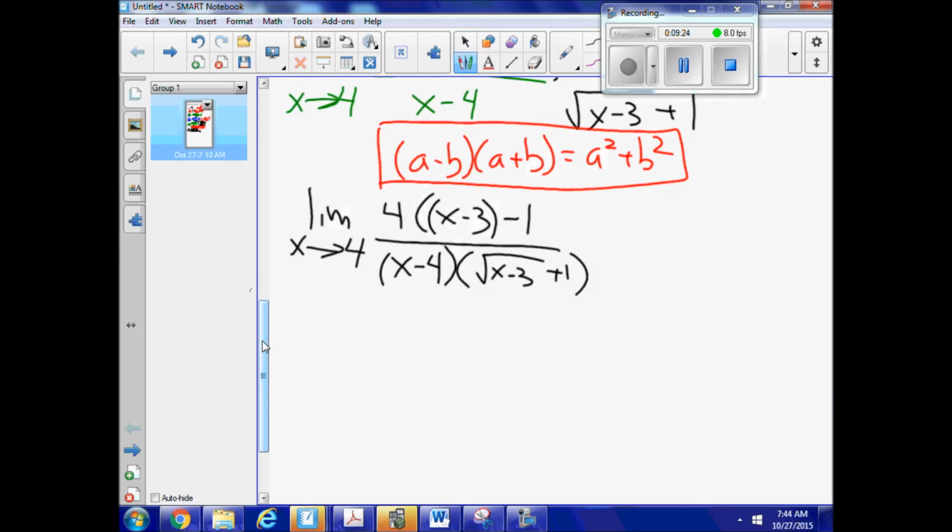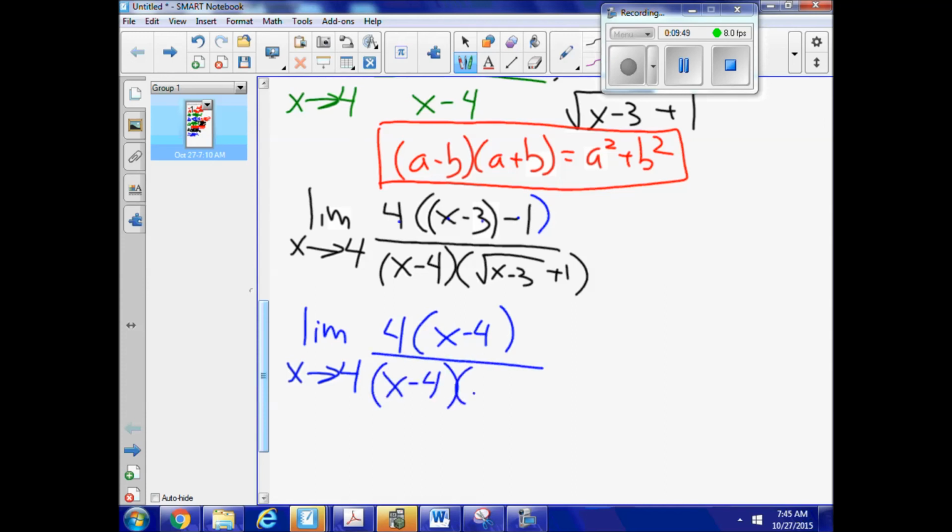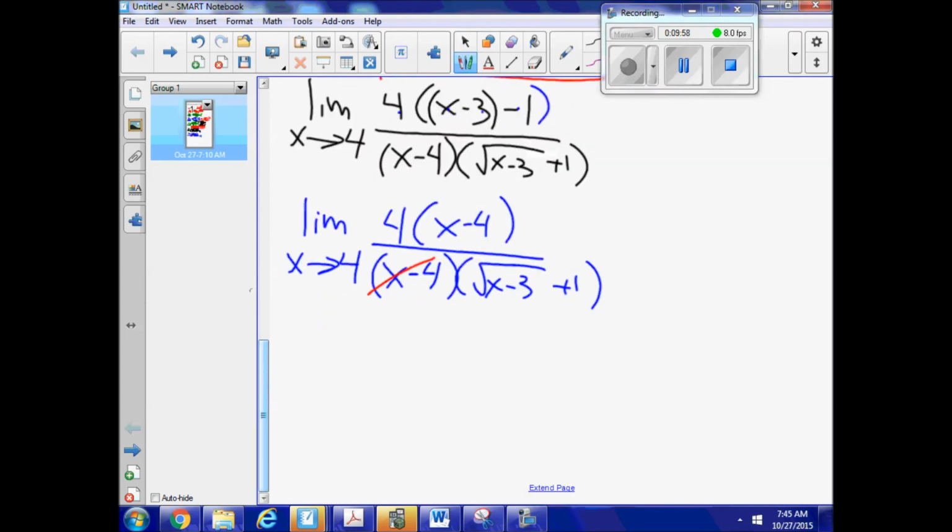Because if I look at my numerator now, I have the limit as x approaches 4. Well, 4 times x minus 3 minus 1, there should be another parentheses there, is the same thing as 4 times x minus 4, divided by x minus 4 times the square root of x minus 3 plus 1. And what do you know? By leaving things in factored form, I get rid of that x minus 4, which solves our problem of substitution. Because if I had just substituted 4 in there, I would have had the indeterminate case of 0 over 0.